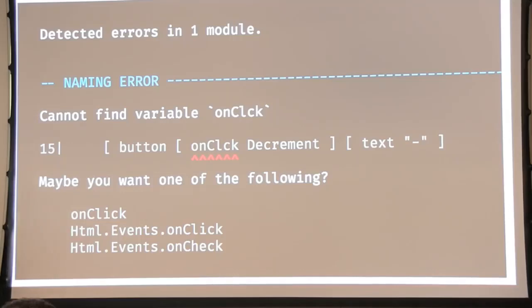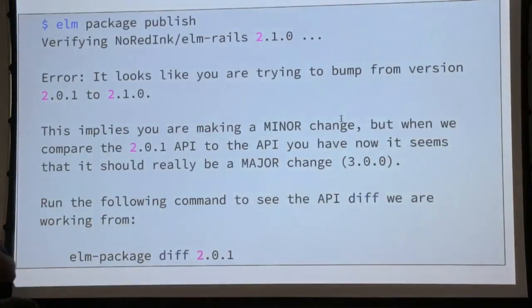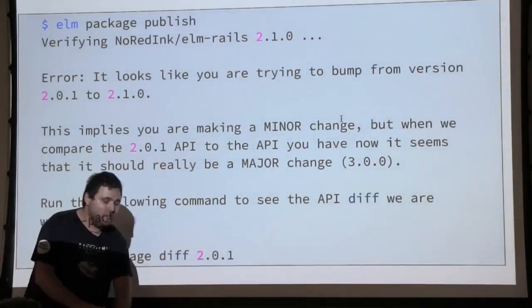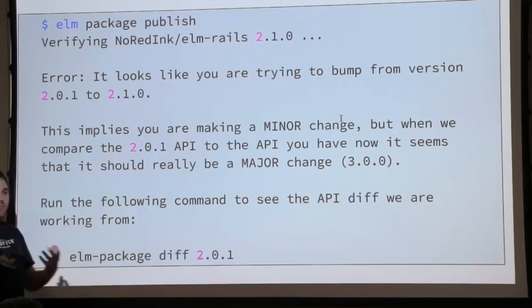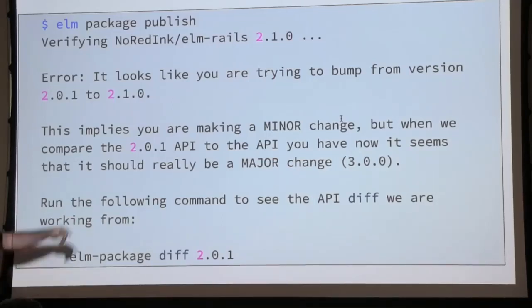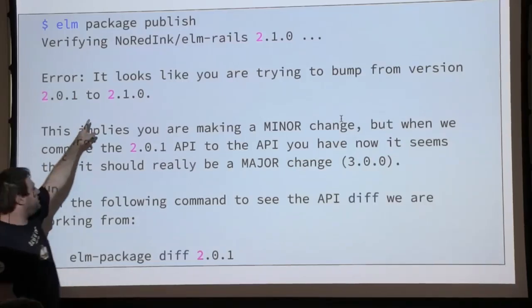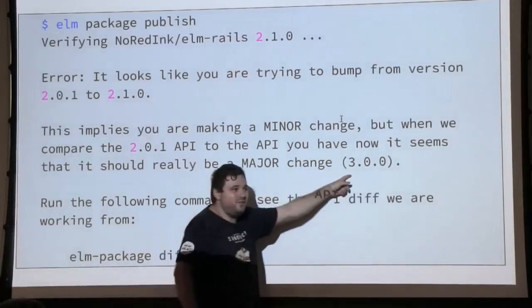And finally, what amazed me in Elm is it comes with its own package management system. And so you can publish your package to the Elm repository. And it will enforce semantic versioning on you. Which means that if you change the API in such a way that it breaks, it will not let you publish. It will say, you were trying to publish a minor version, but it looks like you changed the API, so you should bump the version.